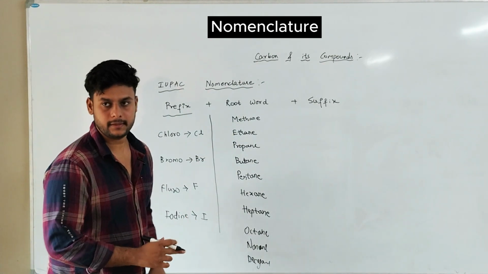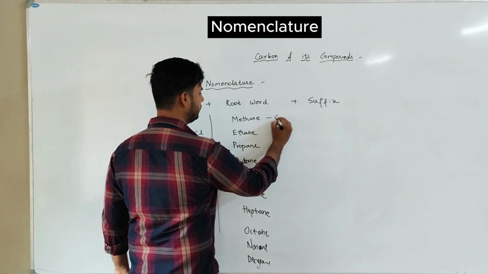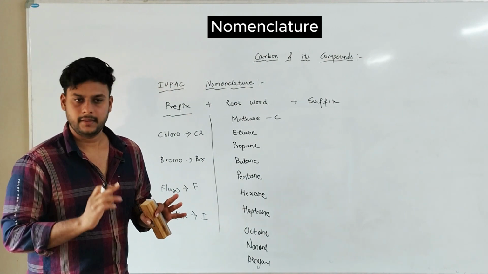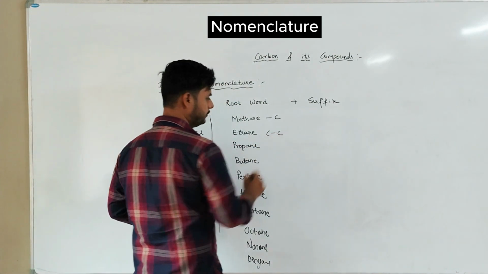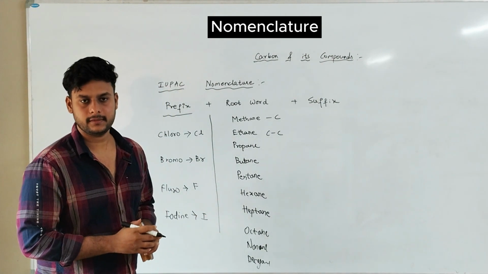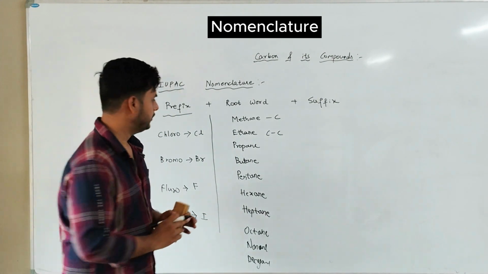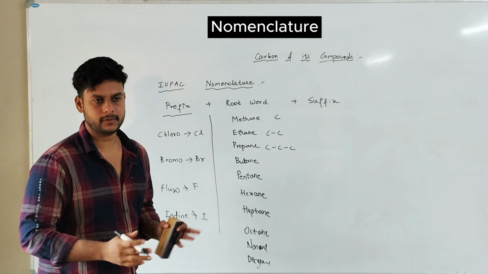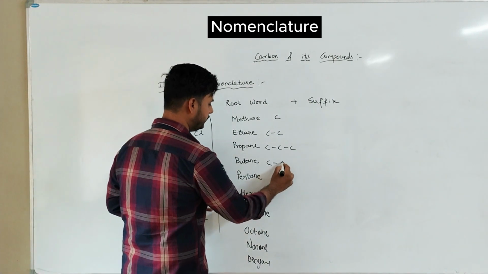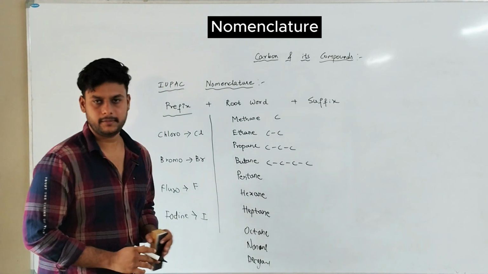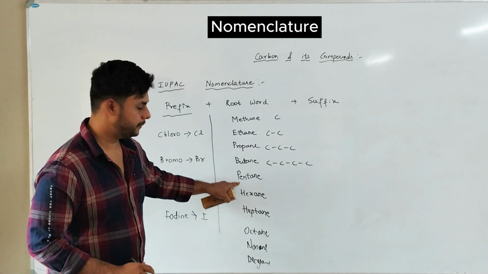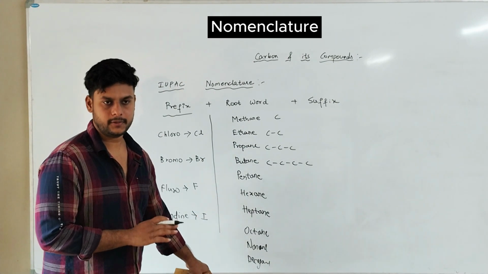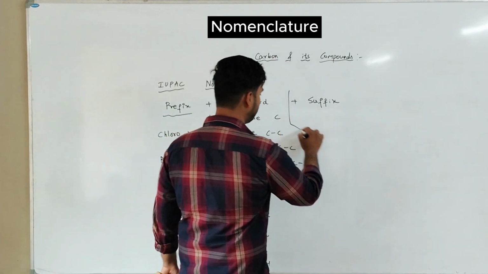So what does this mean? Methane means only one carbon is there. How many carbons? One carbon. If you spot one carbon, it's called methane. If I spot two carbons, it's called ethane. If I spot three carbons, it's called propane. So easy. If you spot four carbons, you can call it butane. Similarly, if you spot 5 carbon atoms, it's pentane. If you spot 6, it's called hexane, and further on. Understood? Next we'll go to suffix.